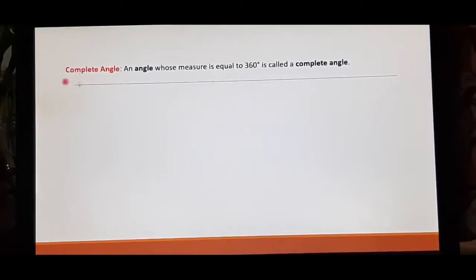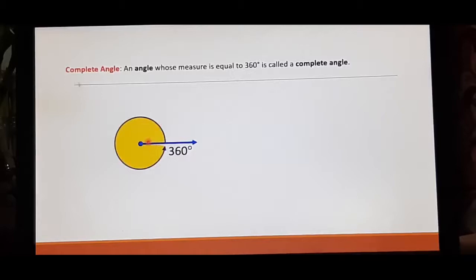The next one is complete angle, or this is also the full rotation angle. An angle which is equal to 360 degrees is a complete angle. So this is how we represent 360 degrees. One single line, and you start from here and complete one full circle, and this is 360 degrees. So a circle represents a 360 degree angle, and this is known as a complete angle or full rotation angle.